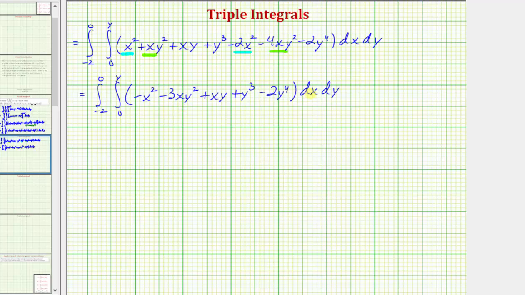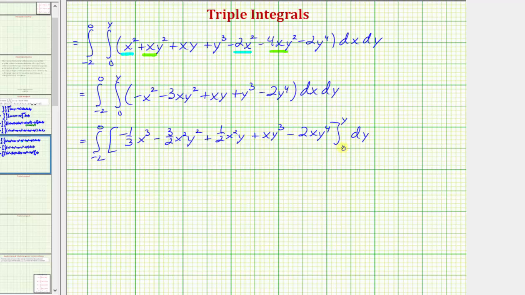And now we integrate with respect to x, treating y as a constant. So the antiderivative of the first term is going to be -x cubed divided by 3, or -1/3 x cubed. And then we'll have minus 3y squared times x squared divided by 2, or minus 3/2 x squared y squared, plus x squared divided by 2 times y, or 1/2 x squared y, plus xy cubed, and then minus 2xy to the fourth.